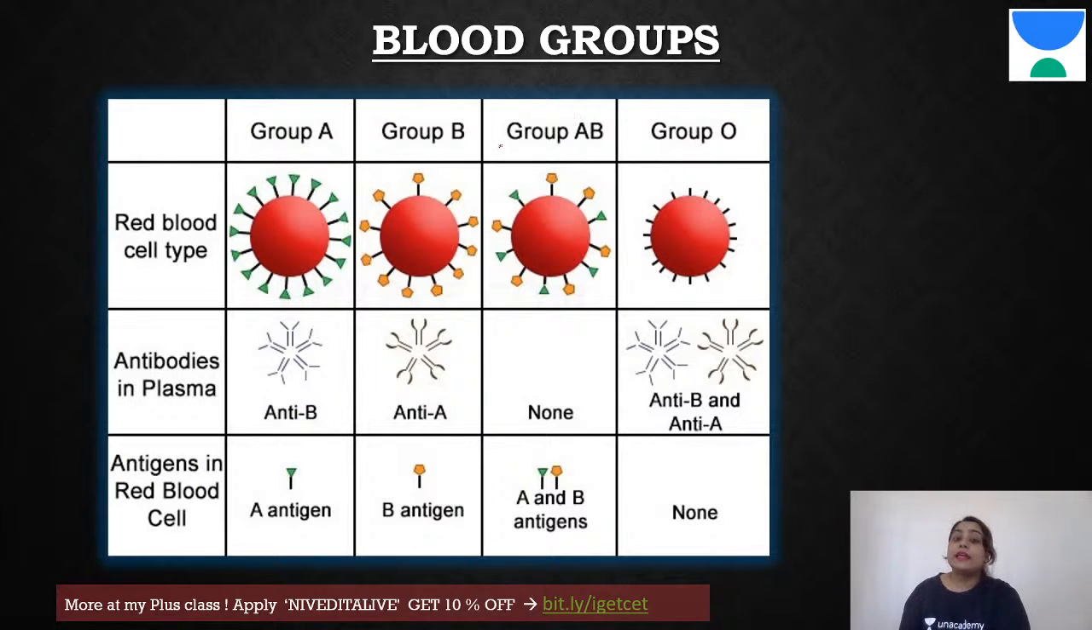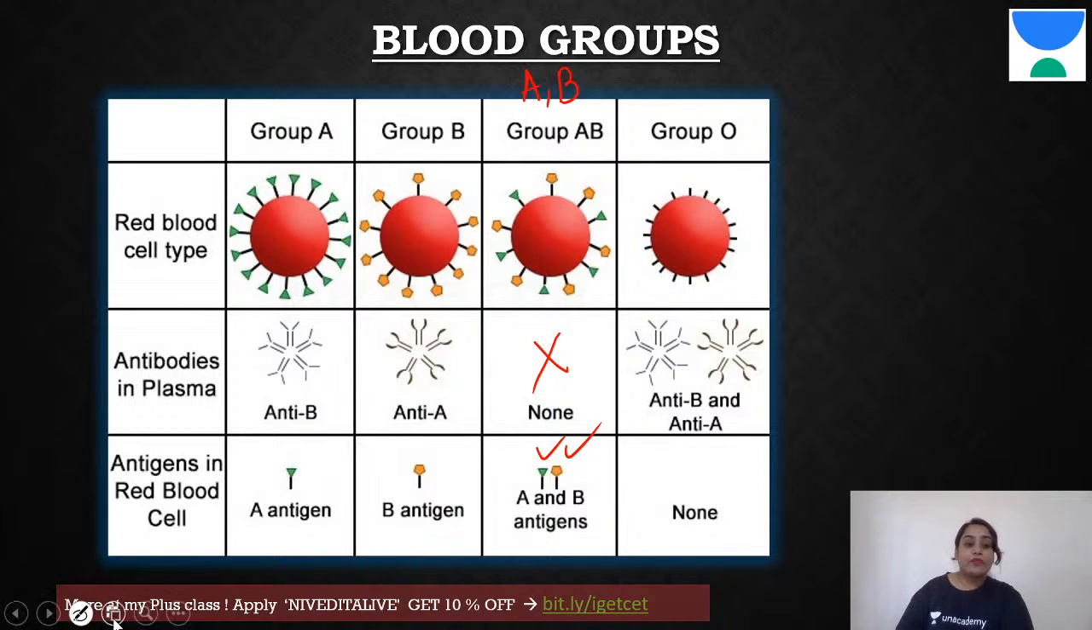Similarly, your group AB will have both antigen A and antigen B. Both are there. Therefore, in their serum, there are no antibodies at all. Why so? If there are antibodies, then either one of them will die, right? The normal RBC cells only will die. So that should not happen. That is why they don't have any antibodies.